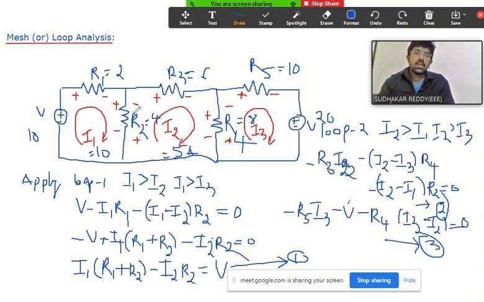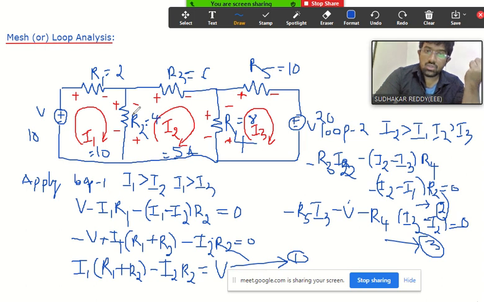So once again, I'm repeating. What are the different steps in mesh or loop analysis? What is the first step? Identify the number of loops or meshes. What is the second step? Assume the loop or mesh currents. It's your choice. What is the third step? Assign the polarities for each and every element, based on our assumed loop currents or mesh currents.